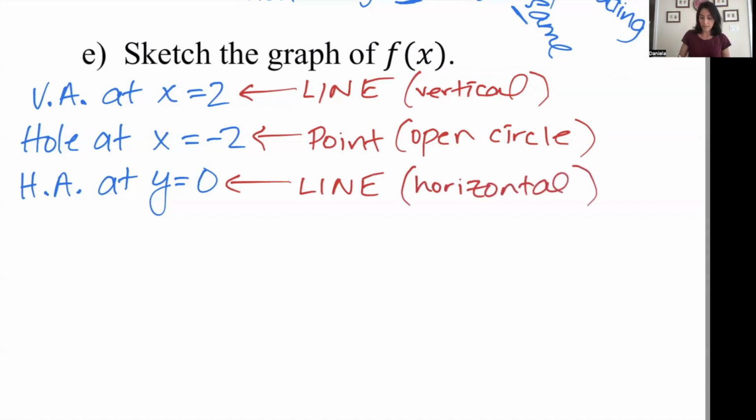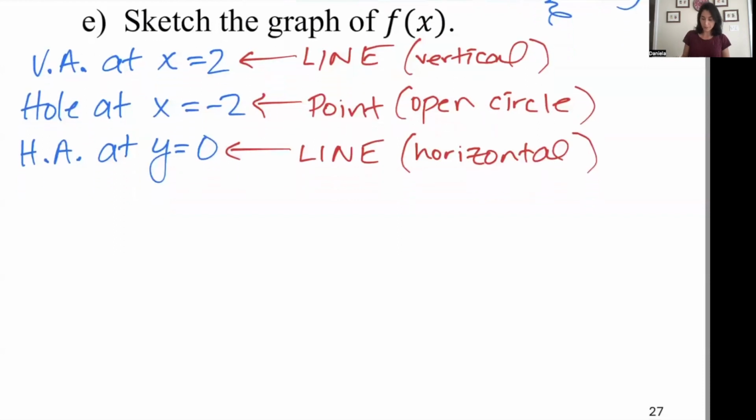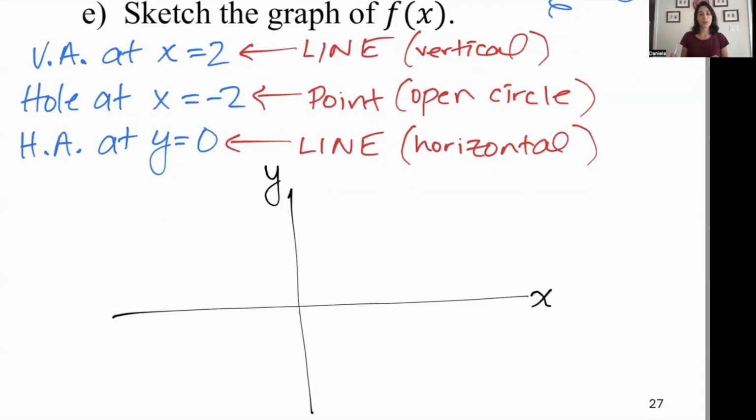So let's sketch all of this information. All right, so if we have a coordinate grid, there's going to be a vertical asymptote, which we do by drawing a dotted line.